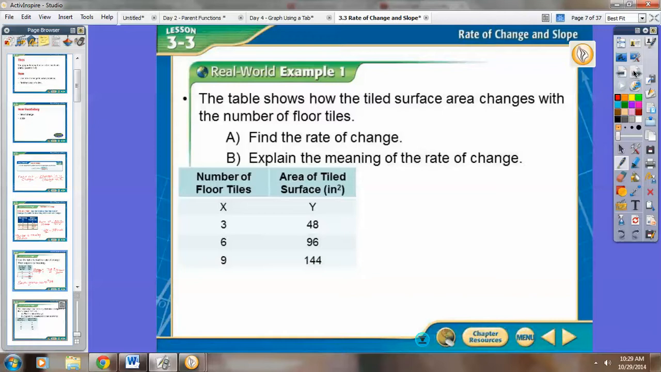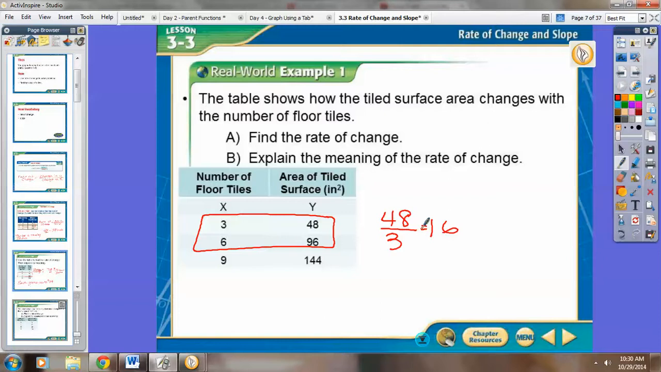The table shows how the tiled surface area changes with the number of floor tiles. A, find the rate of change. B, explain the meaning of the rate of change. So again, pick two ordered pairs, doesn't matter which two. Now again, pick the first two. Let's find the change in our y values. So 96 minus 48 is 48. Divided by 6 minus 3. 48 divided by 3 is 16.